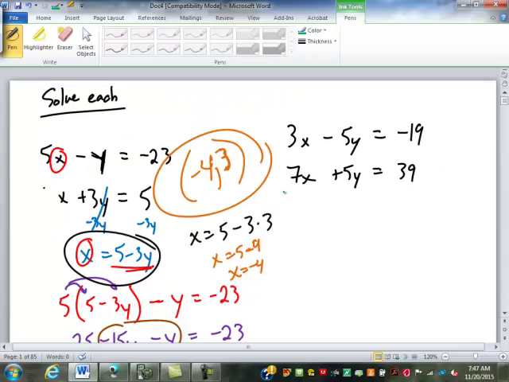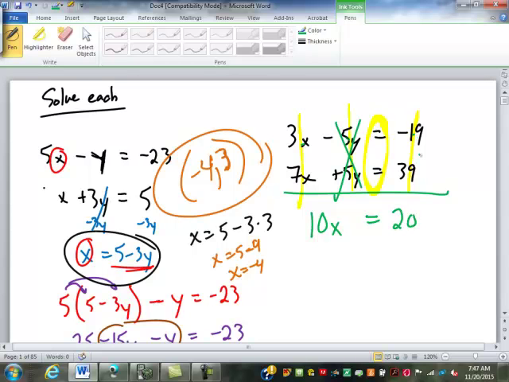Number 2 here, what method would that be easiest to solve by? Well, if we see that the equal signs are lined up, the x's are lined up, the y's are lined up, and the constant numbers are lined up. And a bonus, we got negative 5y and positive 5y. That cancels out. So I got 3x plus 7x is 10x. Negative 5y and positive 5y adds up to 0, so that cancels out. Equals negative 19 plus 39 is 20. And then divide by 10, x equals 2.